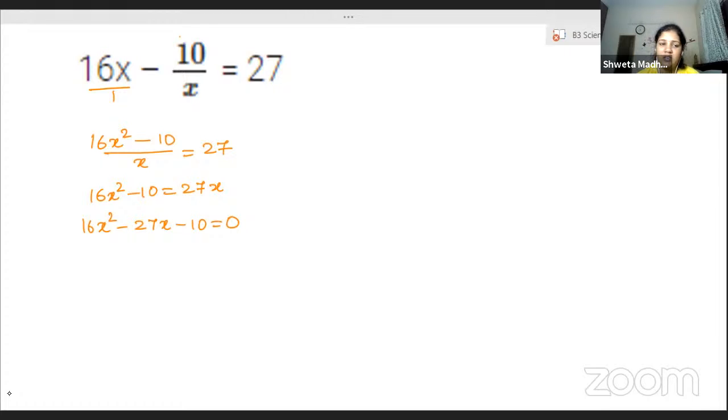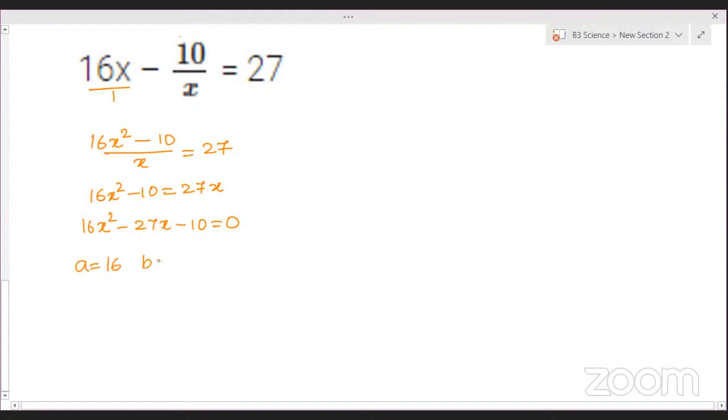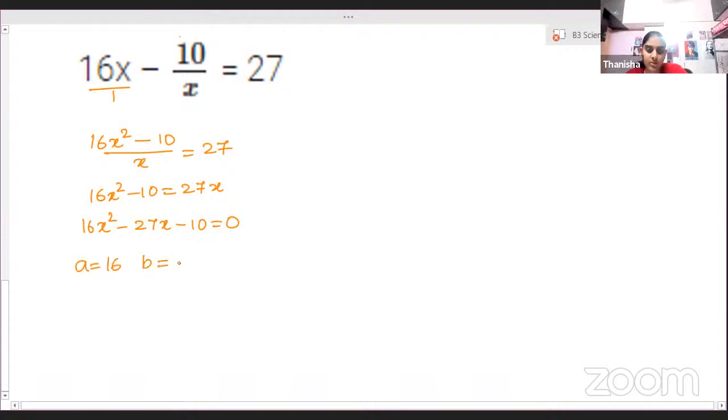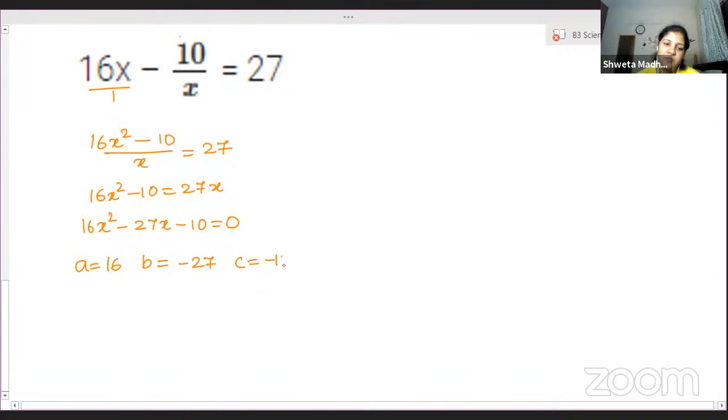So what is a here? 16. b is minus 27, and c is minus 10. So first we have the formula x is equal to minus b plus minus square root of b square minus 4ac by 2a.